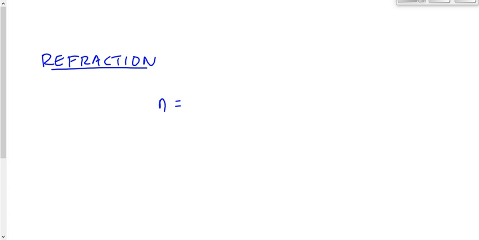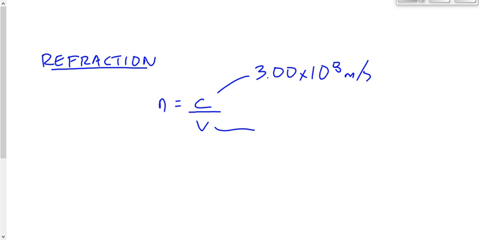Yep? Okay. We'll write down the equation c over v, which really is a definition, right? Because the index of refraction is the ratio of the speed of light in a vacuum, which is c, 3 times 10 to the 8 meters per second, divided by v, which is whatever the speed is in that medium, which is always going to be lower than or equal to 3.00 times 10 to the 8 meters per second.